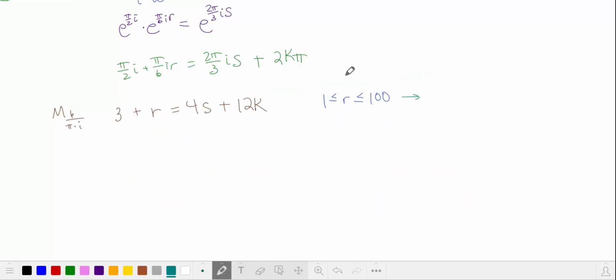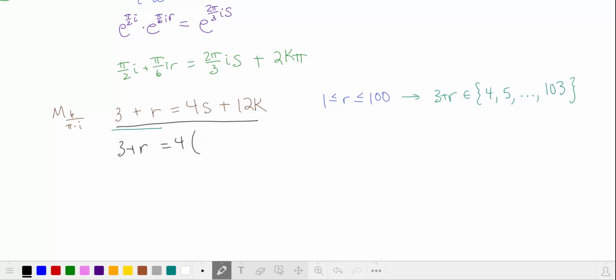So if r is an integer between 1 and 100, then 3 plus r is an integer between 4 and 103 inclusive. Let's take this equation and factor 4 from the right-hand side. And since 3 plus r is between 4 and 103, we can divide by 4 to find the bounds on s plus 3k. S is an integer, k is an integer, so we're only interested in integers. That's all the integers from 1 to 25.